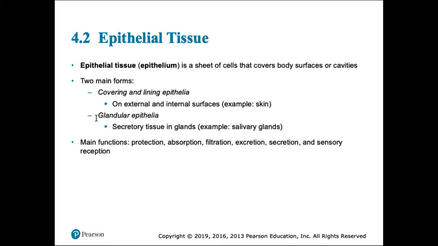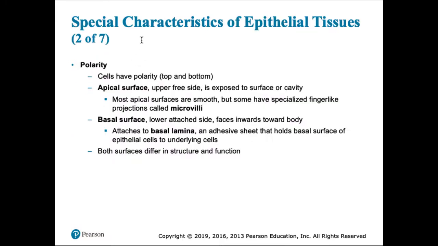The main functions of epithelial tissue are protection, absorption, excretion, secretion, and sensory reception. So it does a lot. Protection is probably the one we can think of the most, because if you look at your skin right now, that's an epithelial tissue, and it's protecting your inside from all this dangerous stuff that's bombarding it on the outside. But it does a lot more than that too. There are some characteristics of epithelial tissue, a couple, and we'll go through some of these.